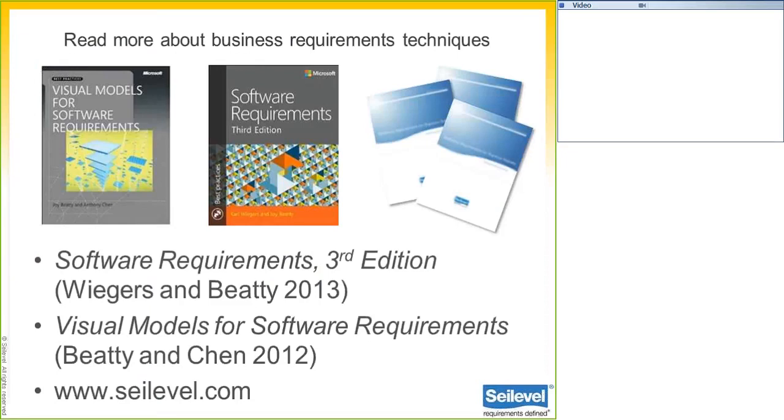Here's a few resources that might be helpful to you. Most of the content is aligned with Chapter 5 of the Software Requirements book that you see at the top right there. And the models are covered in much more depth in the Visual Models book on the left-hand side. And we do have some time left for question and answers, so let me open up the Q&A box.